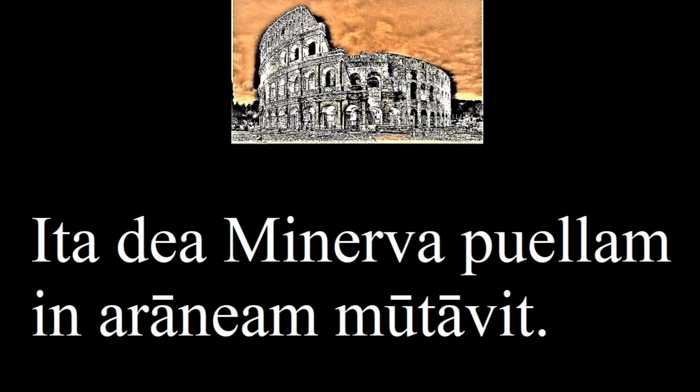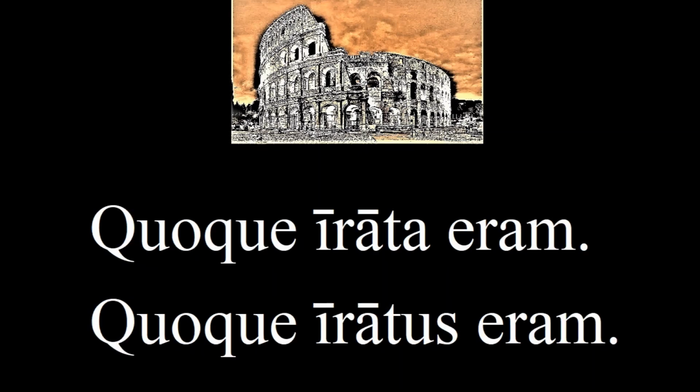Before we start the story, try to recall the words in the sentence, I was also irate. Quoque irata eram, if you're female, and if you're male, quoque iratus eram. The first two words will be in the story. Okay, we're ready to proceed now, but pay attention to the different tenses used and try to figure out why the imperfect is sometimes used and why the perfect tense is used.